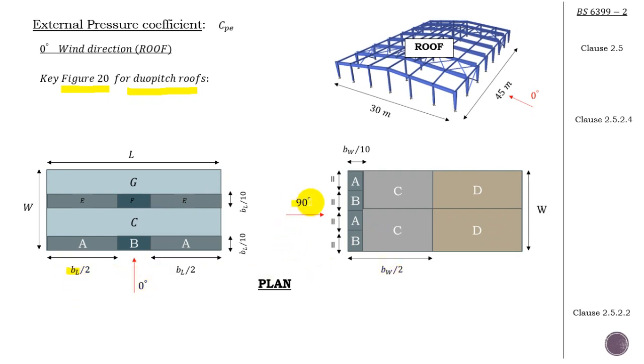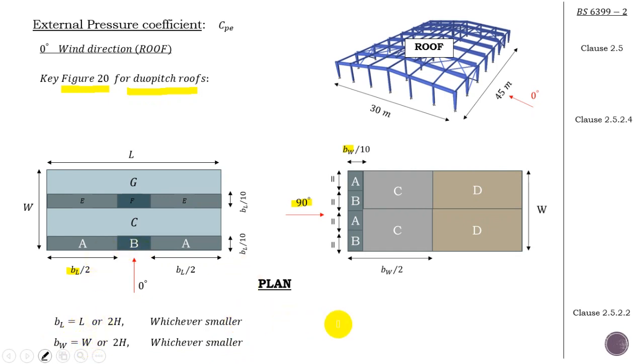For the 0 degree, you'll notice that we have the BL, and for the 90 degree, we have the BW. BL and BW are both scaling lengths. BL is equal to L or 2H, whichever is smaller. BW has the same story: W or 2H, whichever is smaller. They depend on the fixed dimensions, not the variables, that's the L and W.